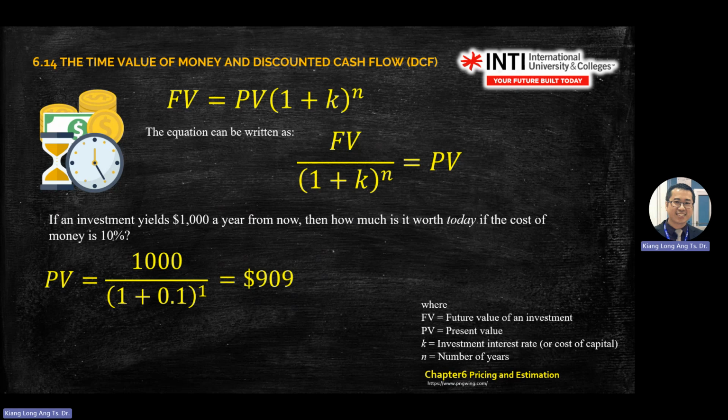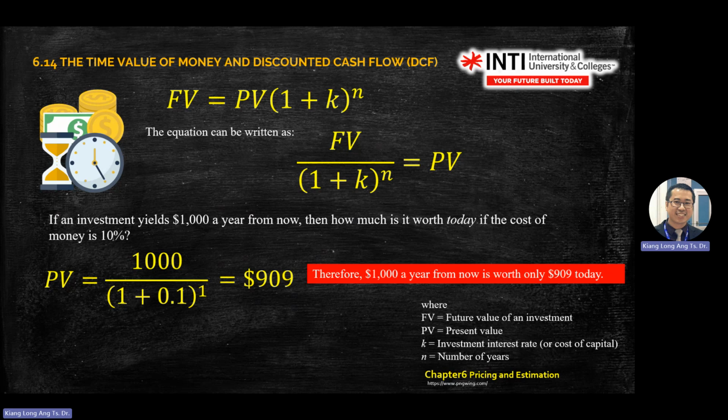Okay, the answer is 909. So if your answer is 900, the answer is wrong. You need to give up to 3 significant places or 3 decimal places. It depends on the question. So therefore, from this question, 1,000 a year from now is worth only 909 today.